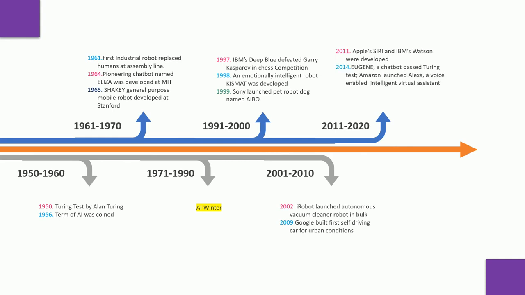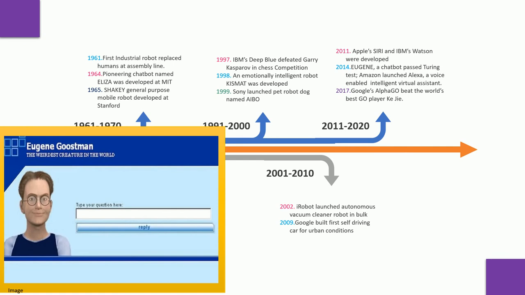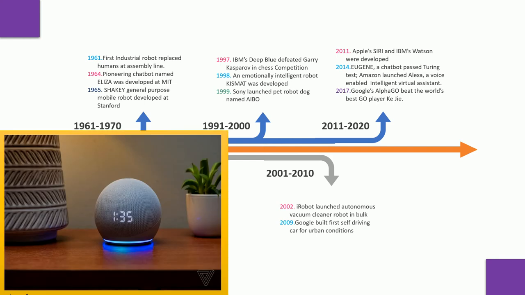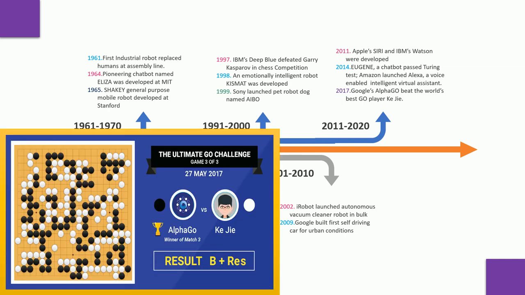Now we also know IBM Watson, Apple Siri, Eugene, a chatbot passing the Turing test, and Alexa, an intelligent virtual assistant, developed in 2011 to 2020. This is a picture of IBM Watson and Siri, and this is Eugene Goostman, a chatbot that passed the Turing test. With voice assistant capabilities, we already know Alexa, and AlphaGo beat the world's best Go player Ke Jie in 2017. So with all these innovations, we have good hands-on research on AI technologies, and also large innovation in deep neural network architectures that are behind all these innovations.